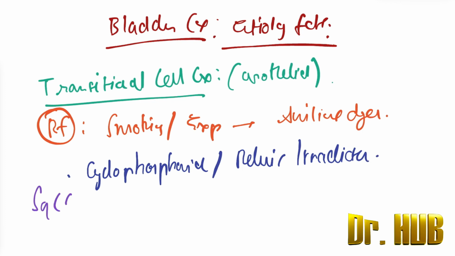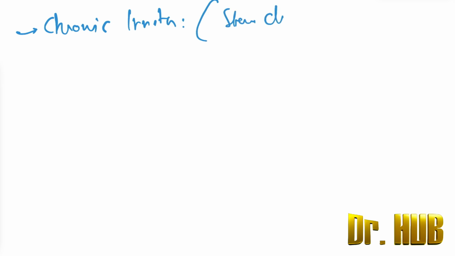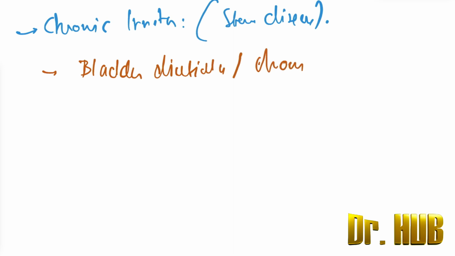Next comes the squamous cell carcinoma. For squamous cell carcinoma, the risk factor is schistosomiasis, that is from S. haematobium. Then comes chronic irritation. There is chronic irritation, and this is caused by stone disease. There is also the presence of bladder diverticula and chronic UTI, and also smoking.